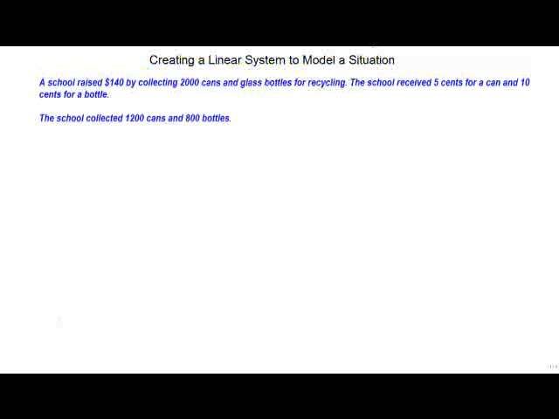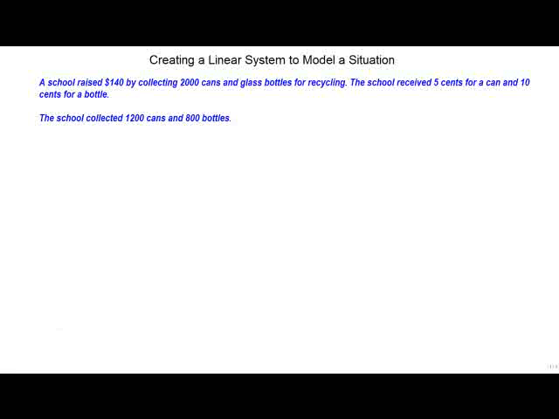Here we're going to look at creating a linear system to model a situation. So the situation we have here is a school has raised $140 by collecting 2,000 cans and bottles for recycling. The school receives 5 cents for a can and 10 cents for a bottle.